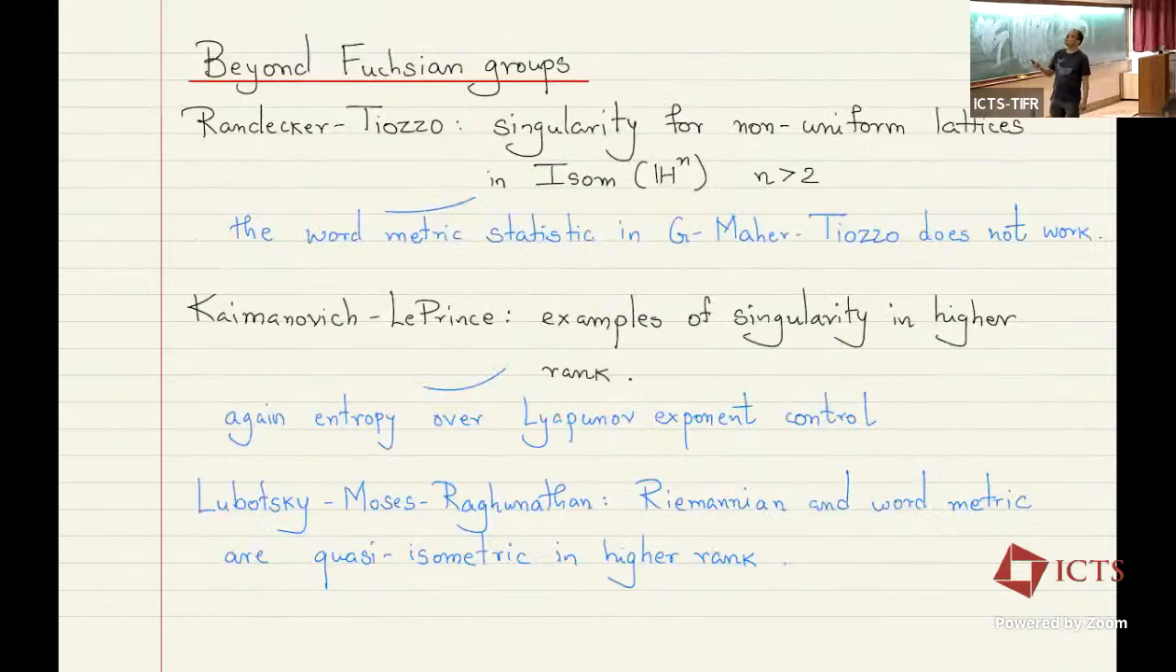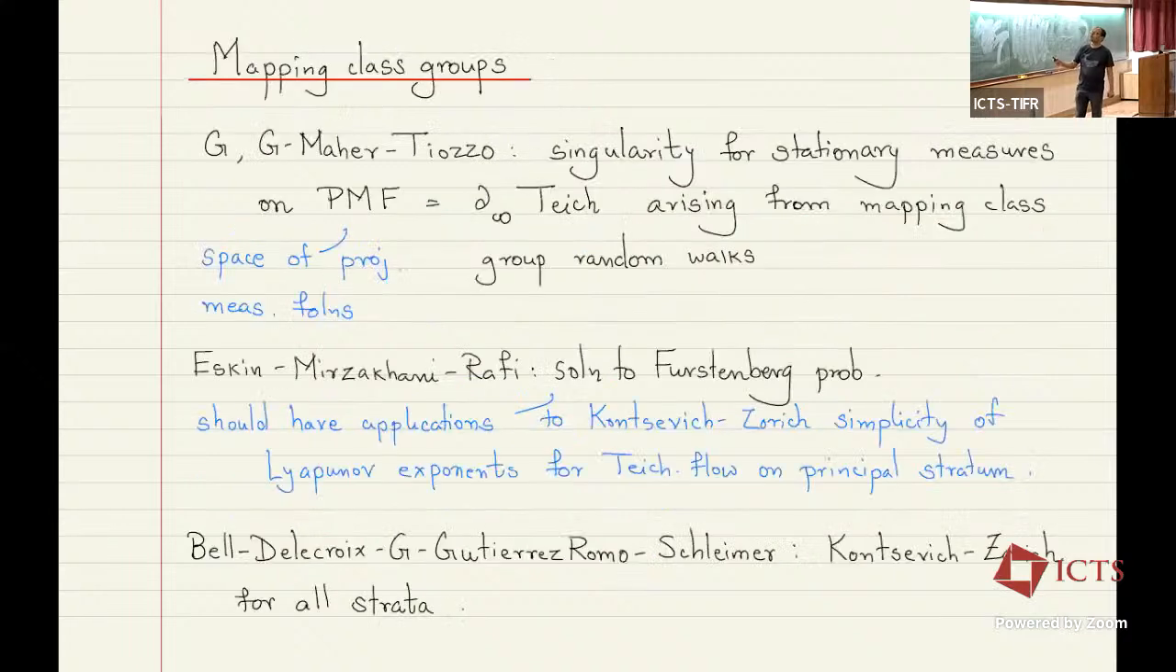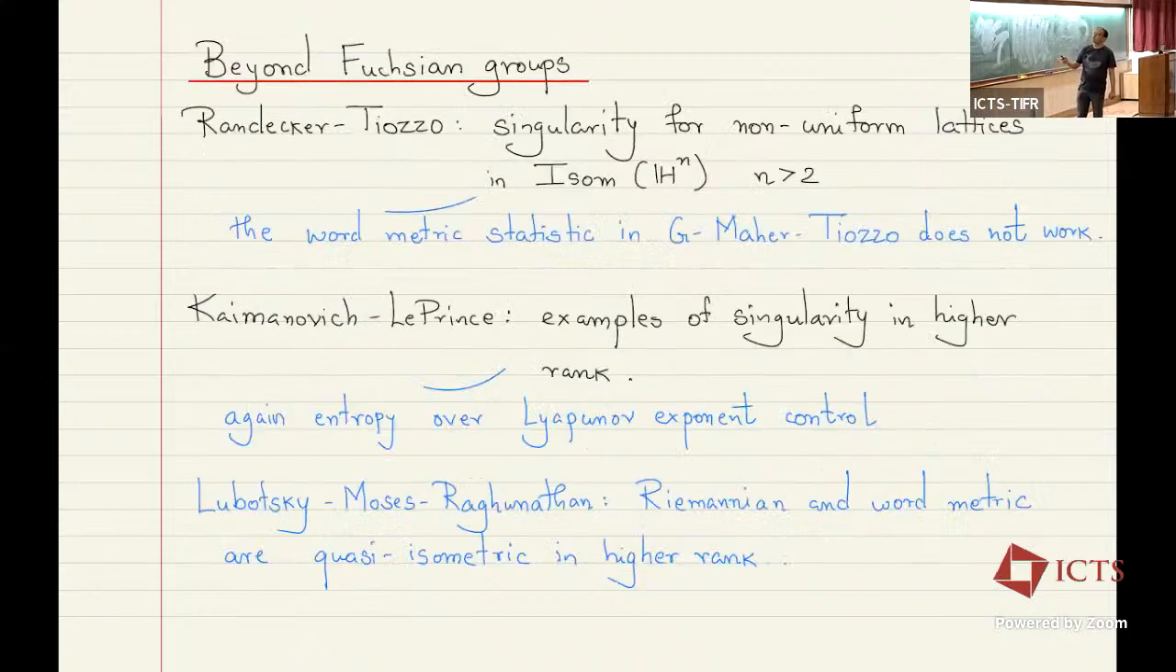Okay, so moving on. Let me talk a little bit about what is known beyond Fuchsian groups. So I took the isometry group of the hyperbolic plane. You could take the isometry group of H^n, where n is bigger than 2. And there we know singularity for non-uniform lattices again.